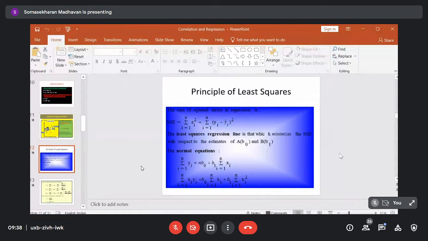Then these equations are called normal equations. The reason is these two equations are perpendicular equations. Since these two equations are perpendicular, definitely they will intersect at a single point. So these normal equations guarantee a unique estimate of A and B. So the principle of least squares guarantees a unique value for the parameters. That is why it is called normal equations.